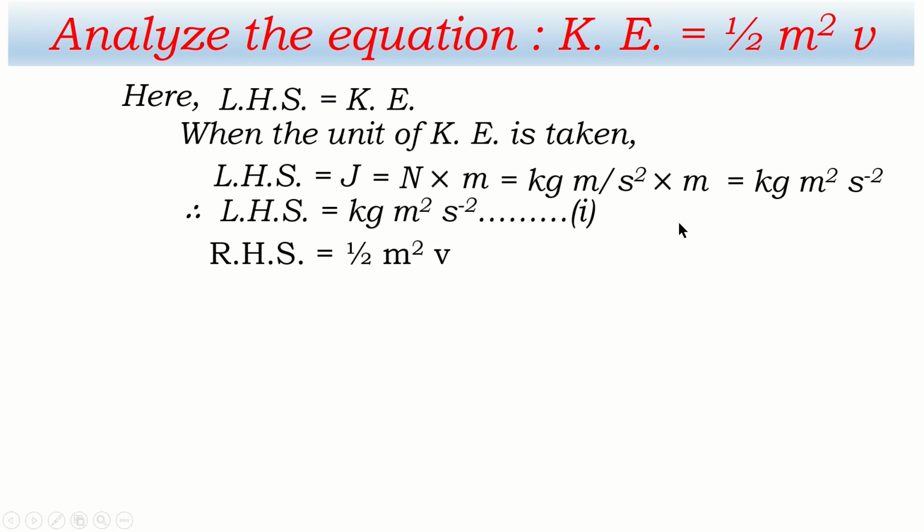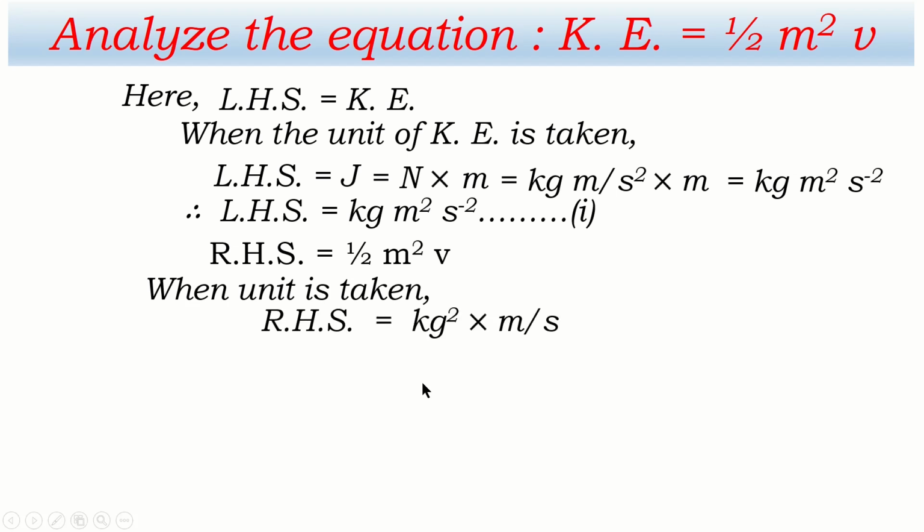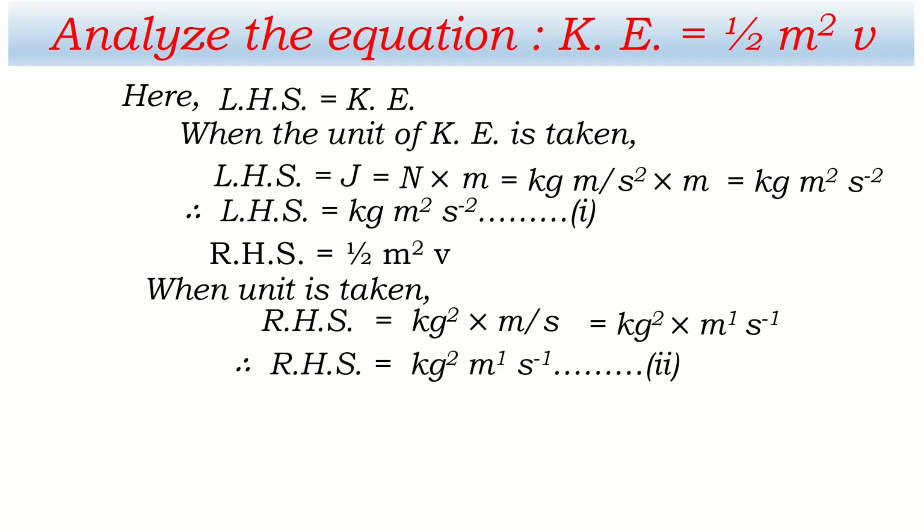But half doesn't have any meaning because we are just talking about the unit, whether the same unit is present in both the sides. The fundamental units on both the sides are same or not. And that's why we are not taking half. When unit is taken, right hand side, we have mass square, it means kg square, and here we have velocity meter per second. Now finally what we get, kg square into meter to the power 1 second to the power minus 1. When second is taken to numerator, then its power becomes negative.